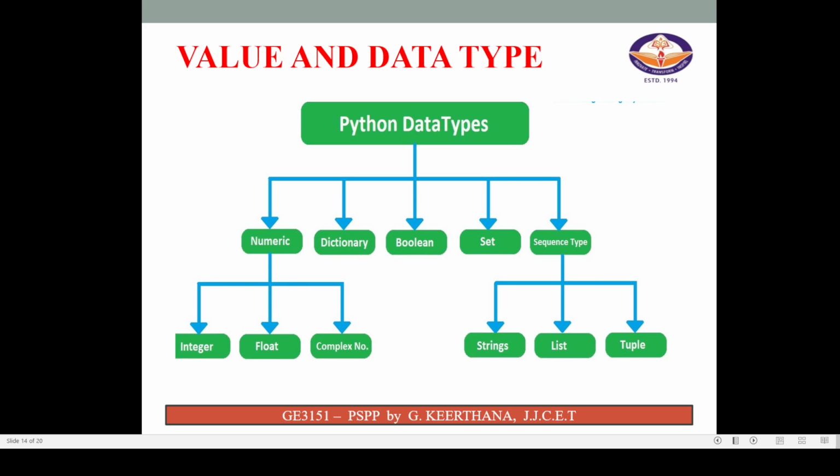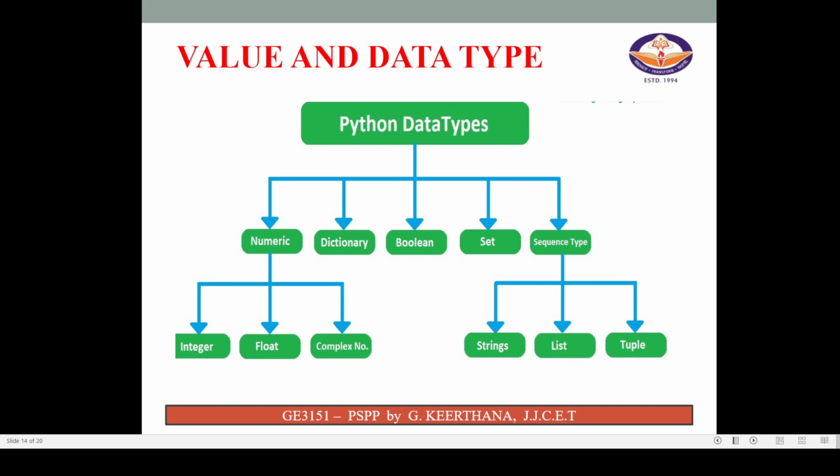Let's move on to the basic concept of Python. Value and data type. Data type is a classification of data based on its format, size and set of value it can hold. Python has several built-in data types. They are numeric, dictionary, boolean, set and sequence type. Numeric is further classified into integer, float and complex.